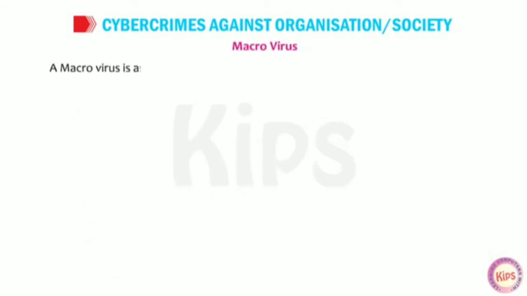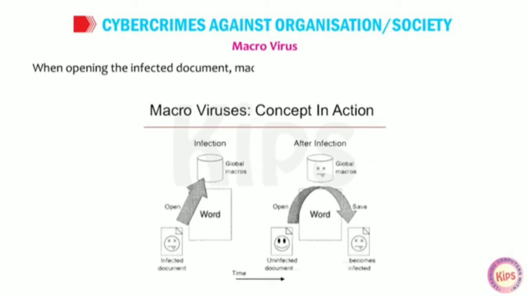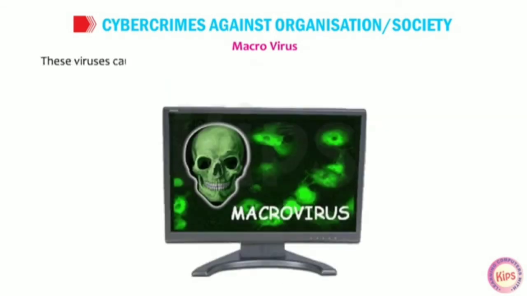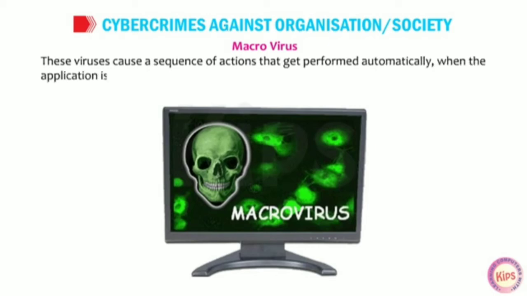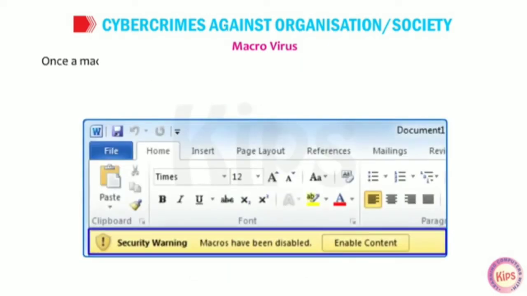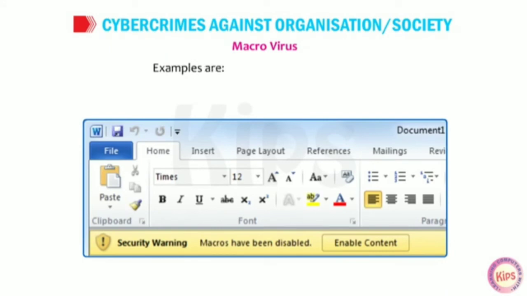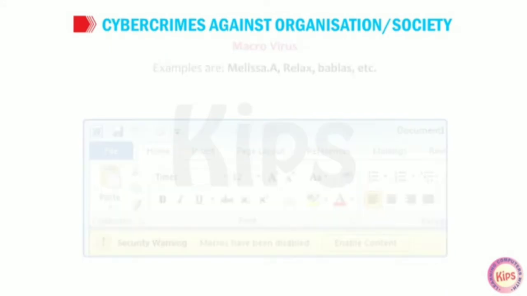Macrovirus. A macrovirus is associated with application software like Word, Excel, PowerPoint. When opening the infected document, the macrovirus gets loaded in the main memory and destroys the data stored in the hard disk. This virus causes a sequence of actions that get performed automatically when the application is started. Children, once a macrovirus gets active on your computer, every document you produce will become infected. Examples are Melissa, Relax, Bubbles, etc.